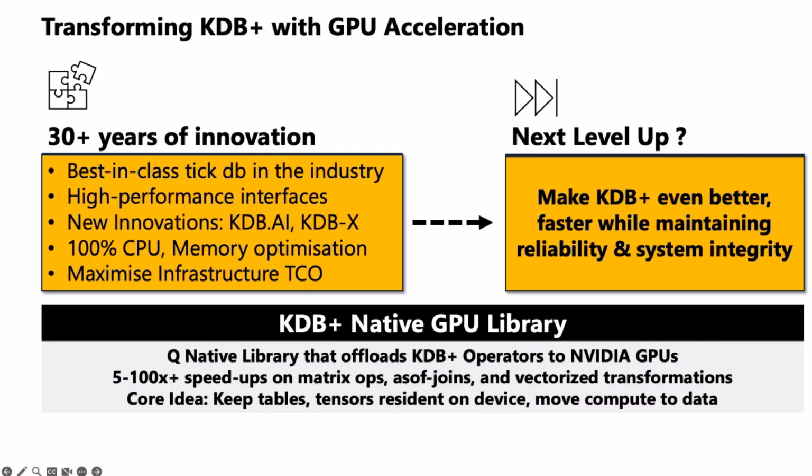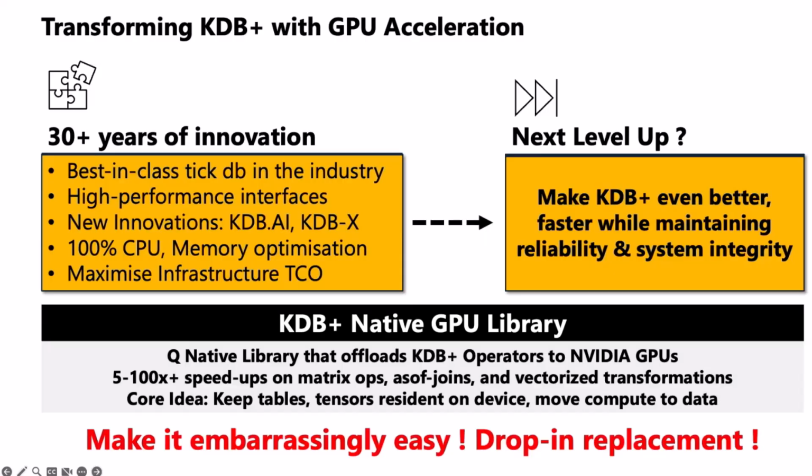So the answer to that, it appears, has been the KDB+ native GPU library. It's a Q-native library that offloads KDB+ operators to NVIDIA GPUs. And what we are observing is 5x to up to 500x speedups on matrix operations, as-of joins, and vectorized transformations. One of the core ideas behind the KDB+ native GPU library is that we want to make it easy, embarrassingly easy. Can this library essentially be a drop-in replacement, a .so file that you take and it just works?